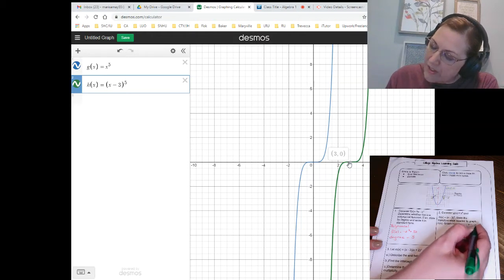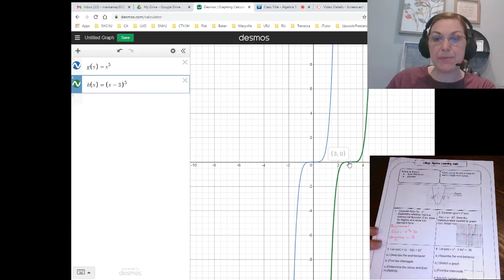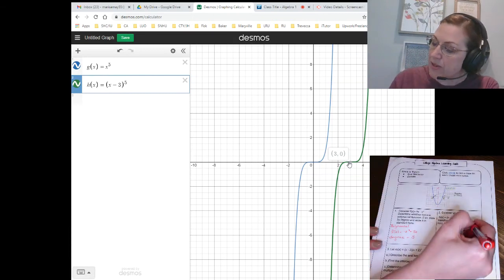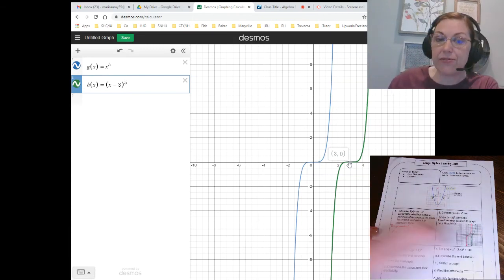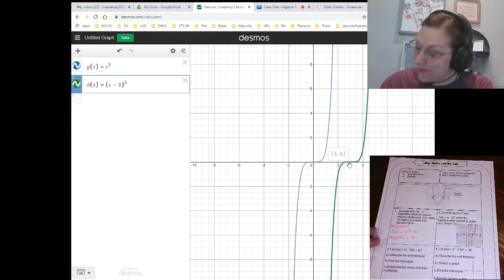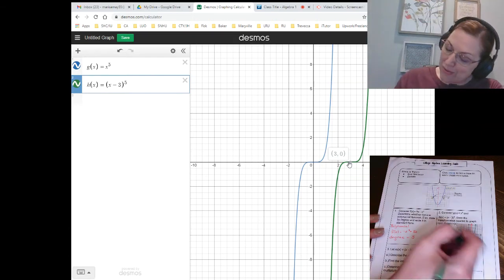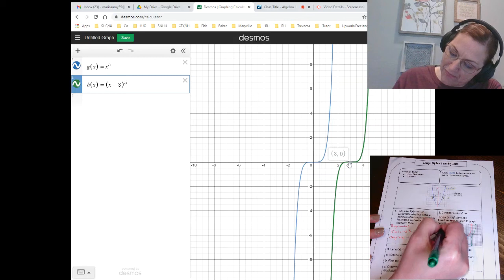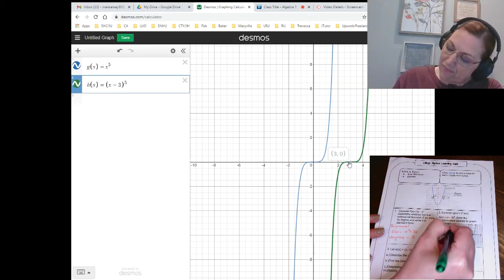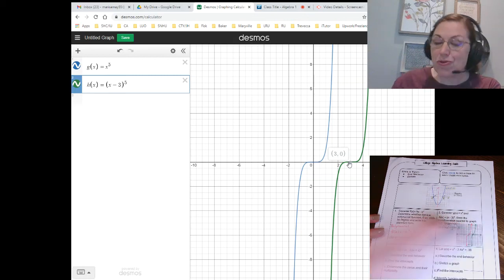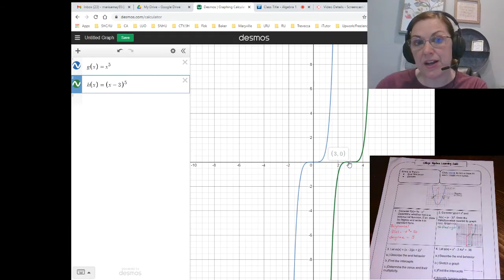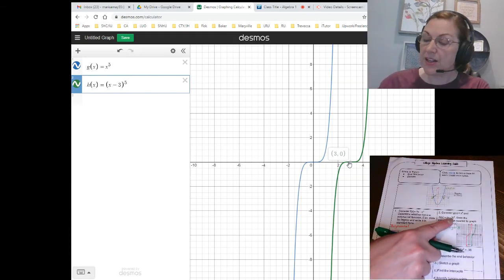So what was the transformation? What happened to the blue graph here on Desmos to give us the green graph? You're right. We shifted right 3. It's pretty easy to see that from the graph, but I want you to see that you also could have seen that from the equation there.